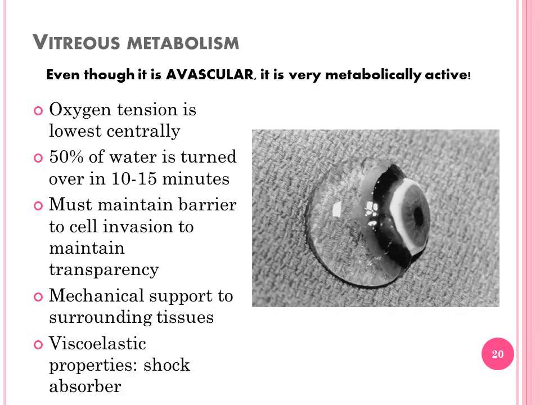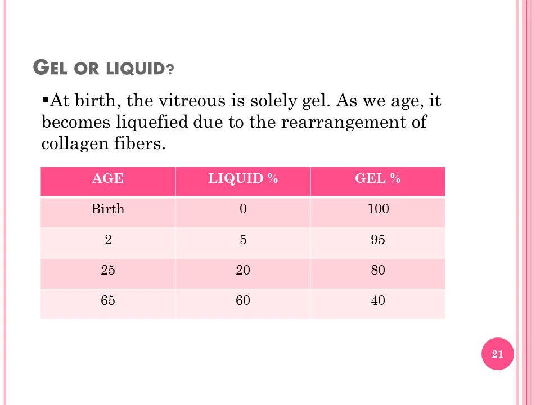Mechanical support to surrounding tissues, okay? And then also the viscoelastic properties, being a shock absorber, which we already talked about with the basketball analogy, which I don't know if that was the best analogy. I'm sorry if it wasn't, but I'm sure you guys can kind of talk about it amongst yourselves and come up with something to kind of understand what I'm talking about.